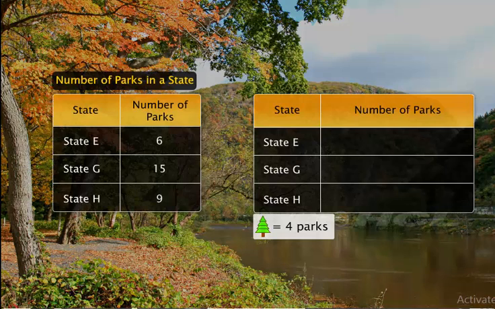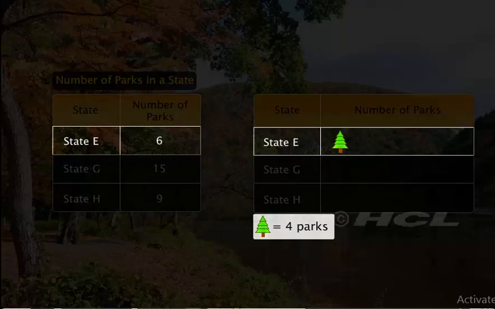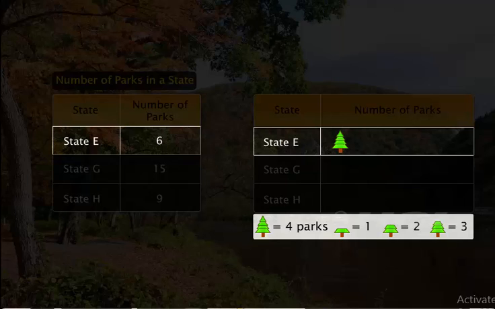Now, let's say we have to represent this data on a pictograph. Here, one symbol represents 4 parks as defined in the scale. Based on the data given, state E has 6 parks. We show one symbol to represent 4 parks. Now, how do we represent the remaining 2 parks? To do so, we need to make certain assumptions and use different symbols to represent numbers 1 through 3. Thus, we can represent 6 parks in this way.